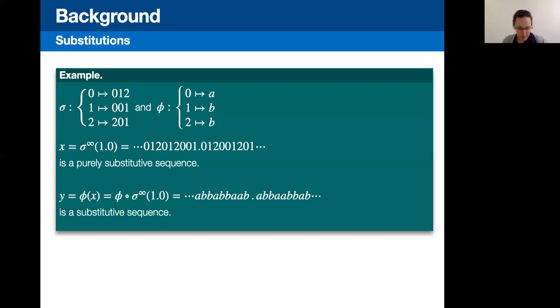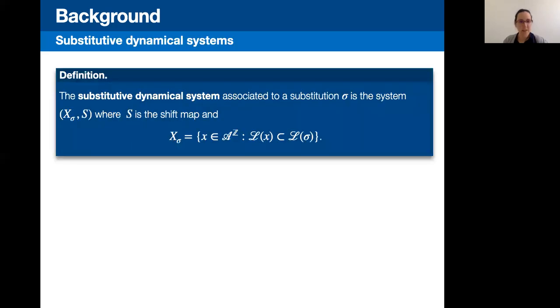When we have a substitution, we can define the dynamical system associated to it. The dynamical system associated to sigma is defined by the shift map S and the set X_sigma of sequences whose language is included in the language of sigma. Here, the language of sigma denotes the set of words that appear in the image of any letter under sigma^m, and the language of x is the set of all factors of x.